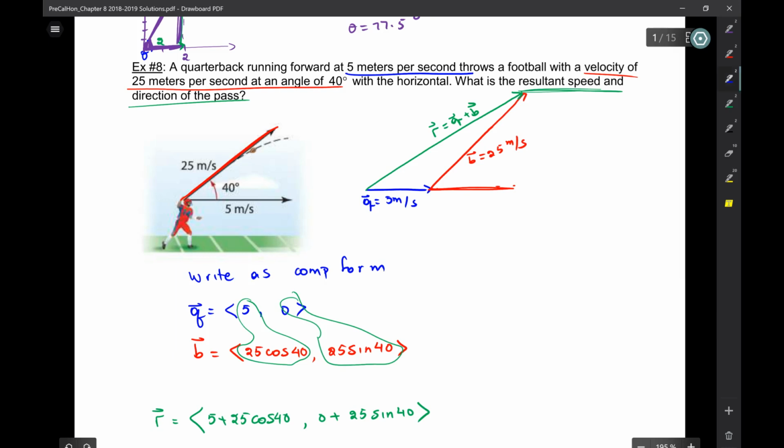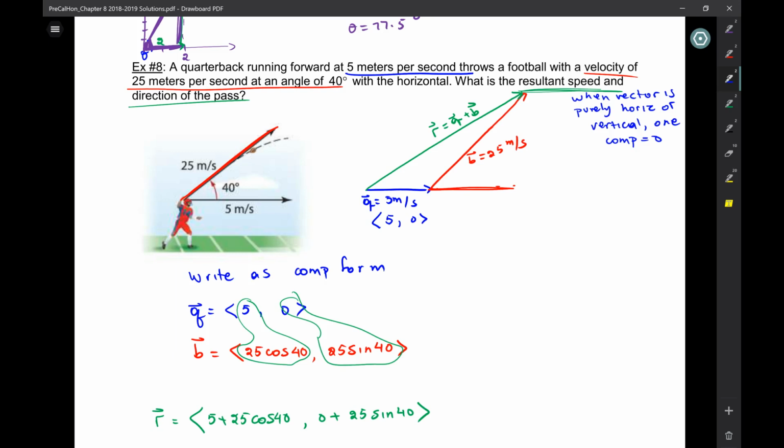When a vector, write this down, when a vector is purely horizontal or vertical, one component will be 0. So if this is horizontal, then it only has value in the x direction, because that's the horizontal direction, and 0 in the y direction.